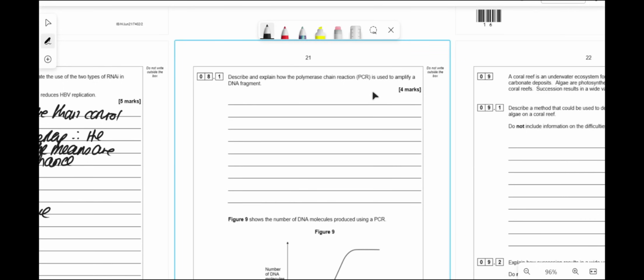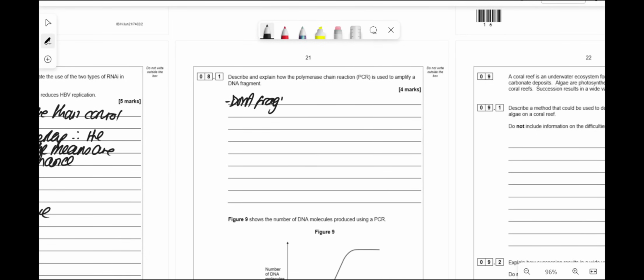Describe and explain how the polymerase chain reaction is used to amplify a DNA fragment. So basically all you do is you put the DNA fragment, DNA polymerase, nucleotides, and primer, and you put them in a nice little mixture. You heat to 95 degrees Celsius to break the hydrogen bonds.